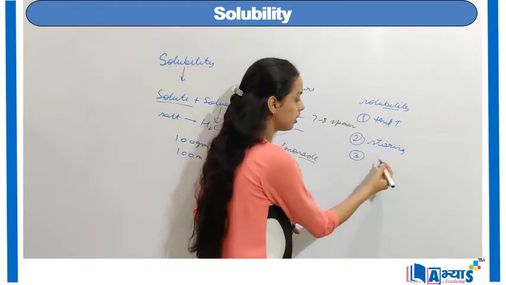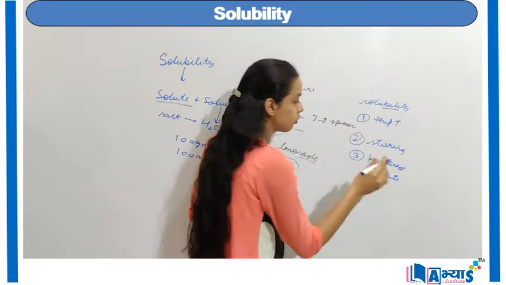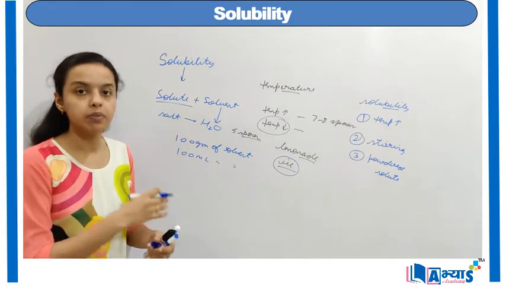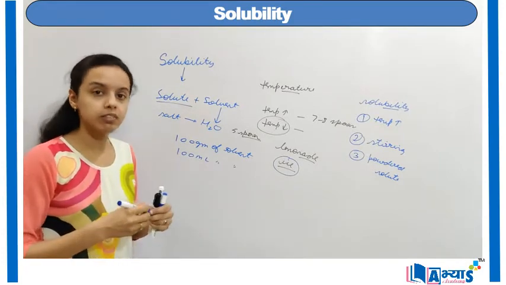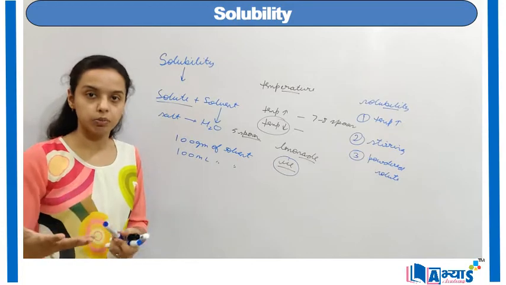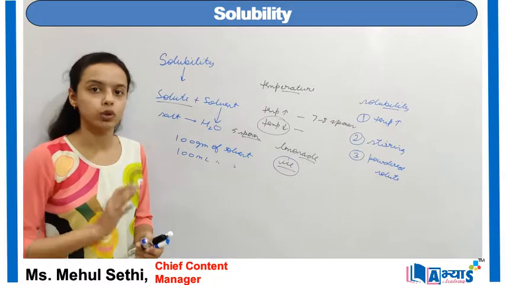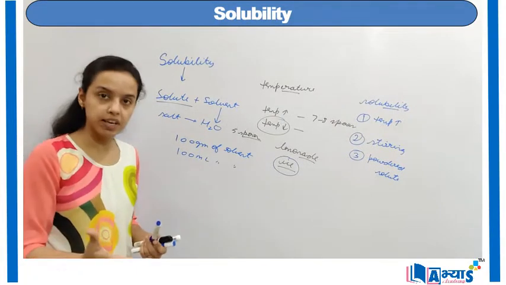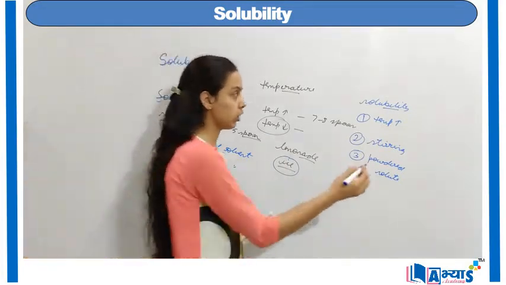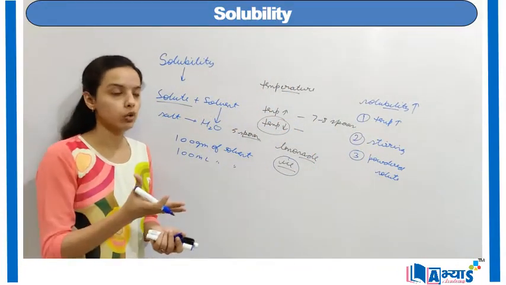The third method is using a powdered solute. Whenever you are mixing the solute in the solvent, if the solute is in powdered form, it also increases solubility. That is why it is always said that a powdered solute mixes with the solvent very fast as compared to a liquid or a solid solute. So these are the three methods by which you can increase the solubility: increasing the temperature, continuous stirring, or adding the solute in powdered form.